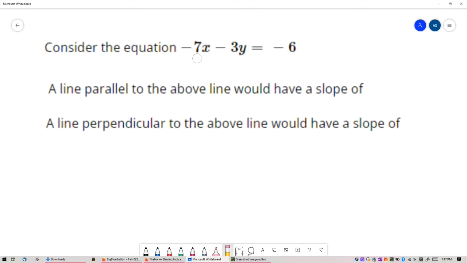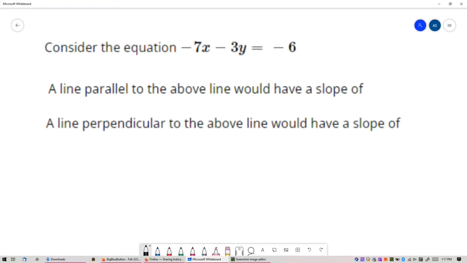Consider the equation negative 7x minus 3y equals negative 6. A line parallel to the above line would have a slope of blank. A line perpendicular to the line above would have a slope of blank. So we need to know some facts about parallel and perpendicular lines. Parallel lines will have the same slope, and perpendicular lines have negative reciprocal slope.